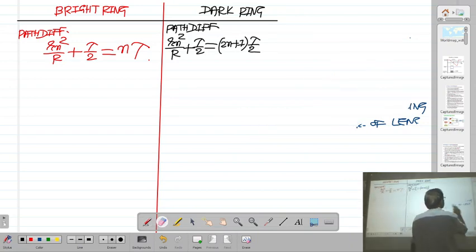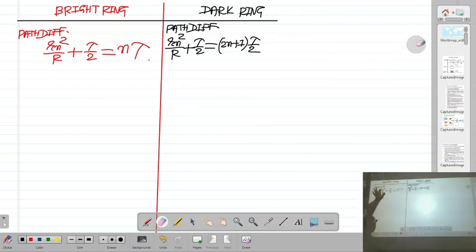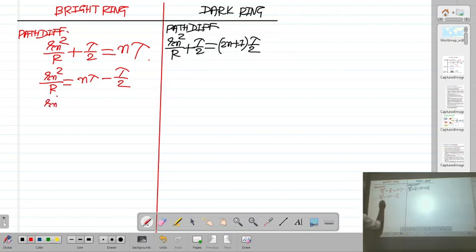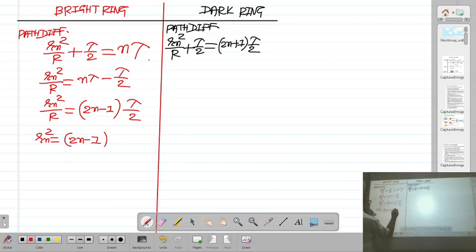In the last lecture, we solved this and obtained the radius of the bright ring and the dark ring. So let us obtain the radius of the bright ring. Small r square upon capital R is equal to n lambda minus lambda by 2. Taking lambda by 2 common, we have 2n minus 1 inside the bracket. So small r square is equal to (2n minus 1) lambda by 2 times capital R.